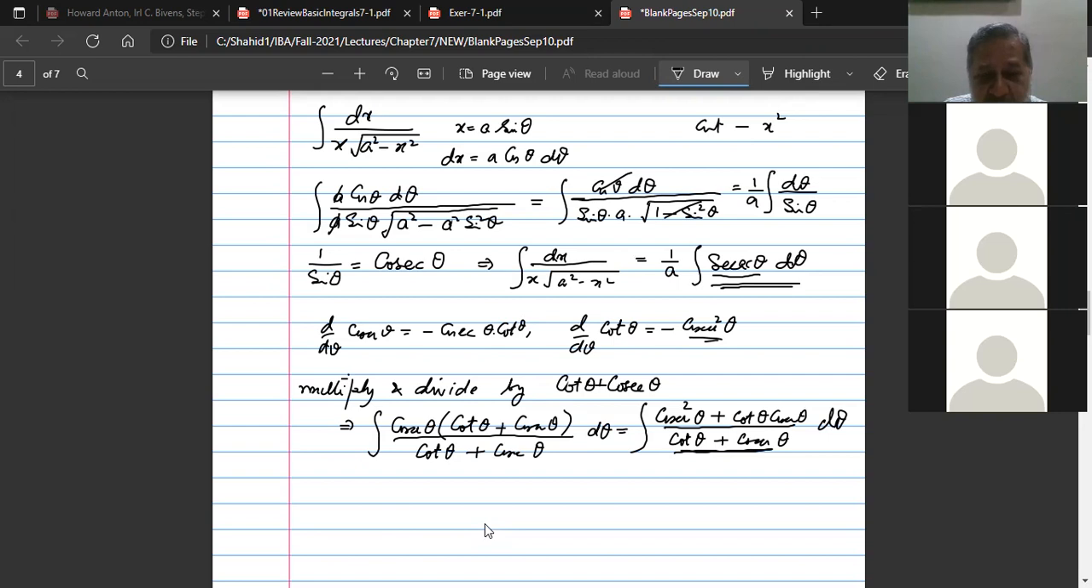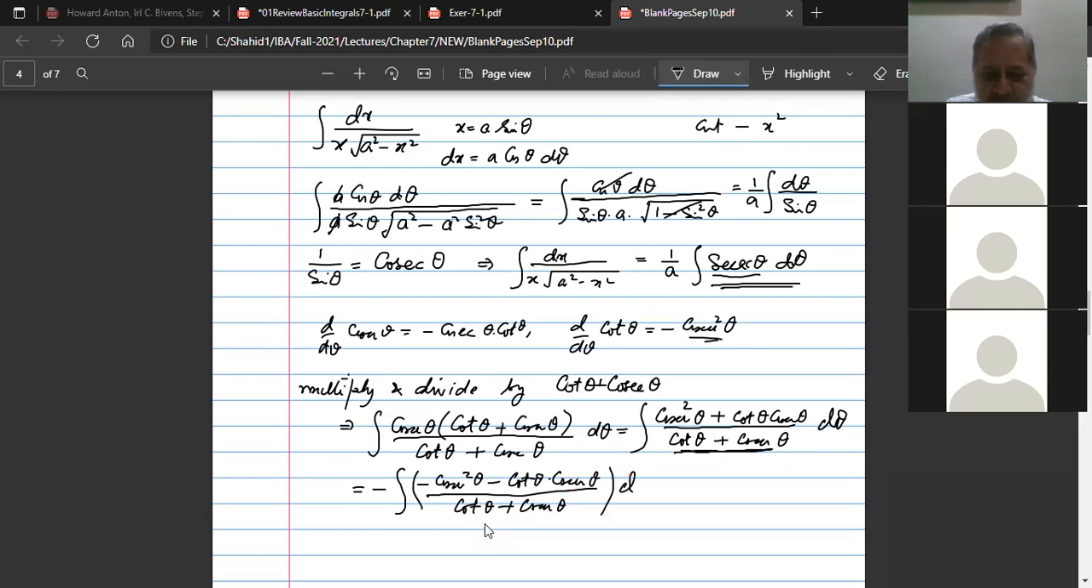They are available, but negative sign is not there. Apart from negative sign, this is all right. So I introduce a negative sign outside the integral and negative sign inside the integral, divided by cot theta plus cosecant theta.